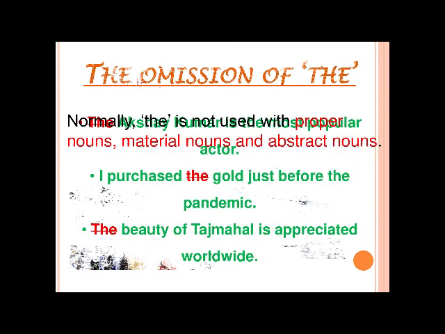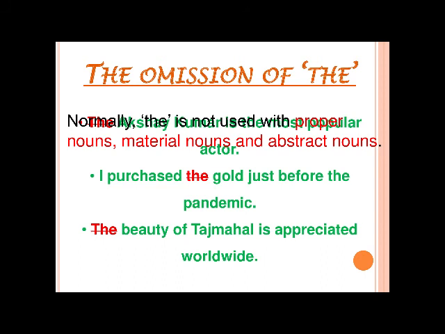Now let's understand the omission of the. It means we are going to understand where we will not use the. Normally, the is not used with proper nouns, material nouns, and abstract nouns. It means we won't use the with these kinds of nouns. Proper nouns are particular names of a person, place, animal, or thing. Material nouns are names given to those things which are used as material to create other things. Abstract nouns are names given to those things which we can only feel.